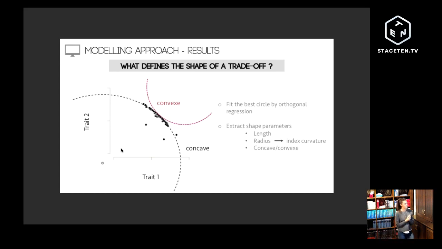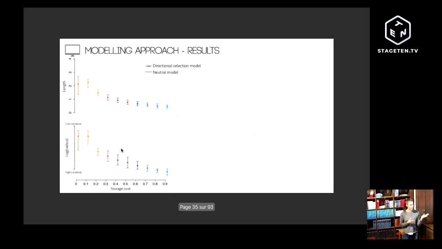So thanks to this method, we obtain this kind of results. Here you can see the evolution of the trade-off shape depending on the storage cost that I just presented earlier. We tested different storage costs for simulation. This is the mean and the quantile for 100 simulations in each case of storage cost.